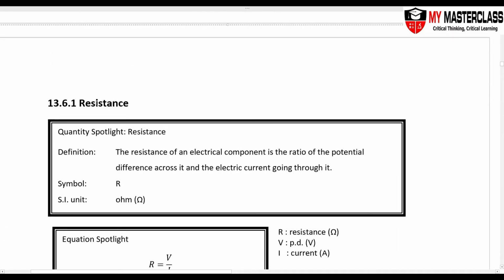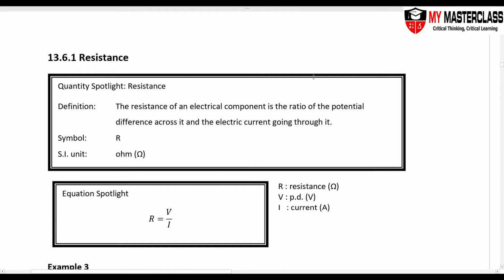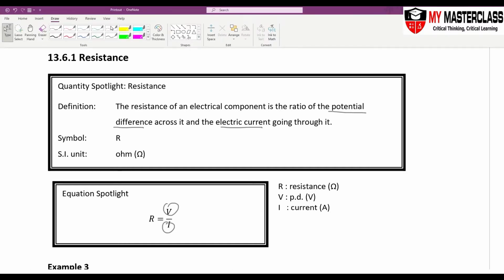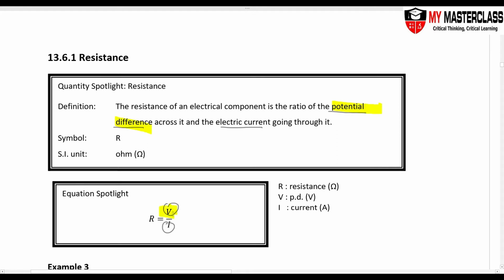Next is the concept of resistance. Resistance is the ratio of potential difference across it and the electric current through it. Because it's the ratio, it is given as a fraction. In science, we always take ratio to mean a fraction of something over something, and in this case the numerator will be the potential difference, the denominator will be the current. So that's how you end up with V over I, because you have potential difference against a current. So R is given to be V over I.